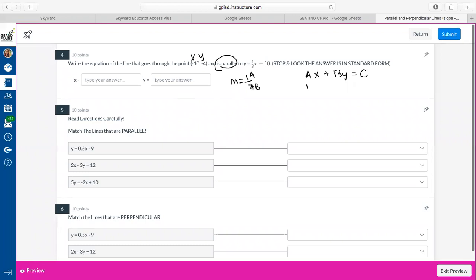So if the slope is 1/2, the numerator is A, the denominator is B. So I know that A is 1 and B is 2. And then we do x and then y. This is -10. Yes, sorry, I didn't look. Will there be a plus sign here or a minus sign? Minus, because the slope is positive 1/2. So it'd be 1 times -10 minus 2 times -4 equals C.